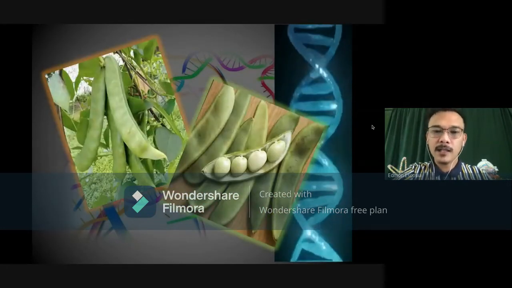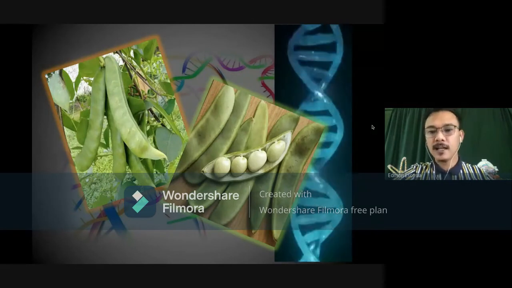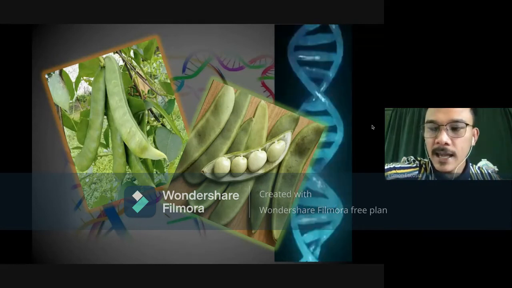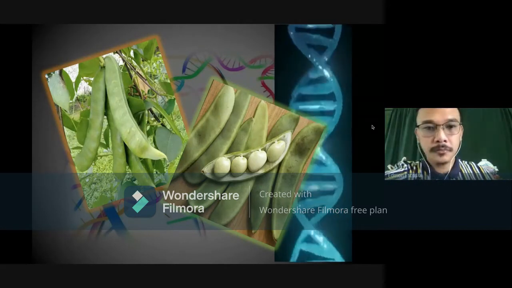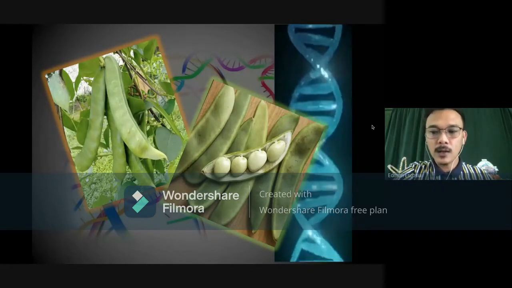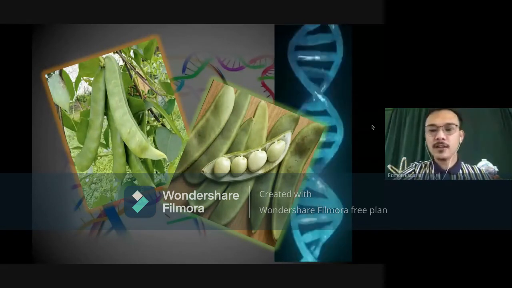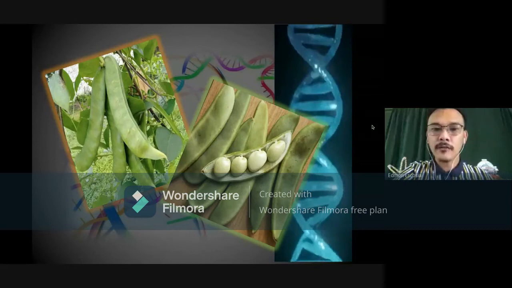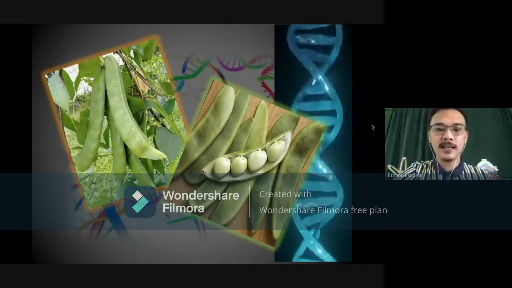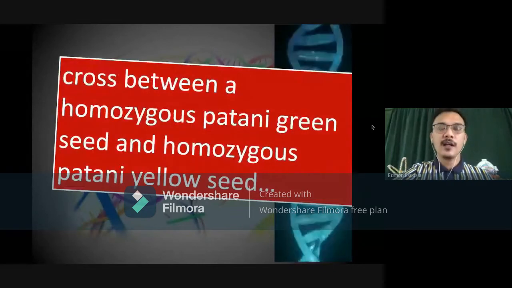Okay, are you familiar with this plant? If you are familiar, let me tell you that this is actually a patani seed or a patani plant. Okay, this is a legume. Let's assume that there are green patani seeds and there are yellow patani seeds. And let's also imagine what will be the color of the offspring if we are going to cross a green patani seed and a yellow patani seed. Okay, so that is the idea, to cross between a homozygous patani green seed and a homozygous patani yellow seed.